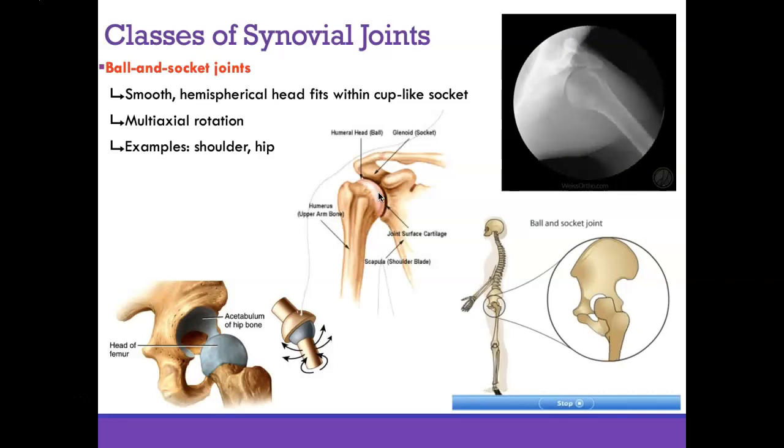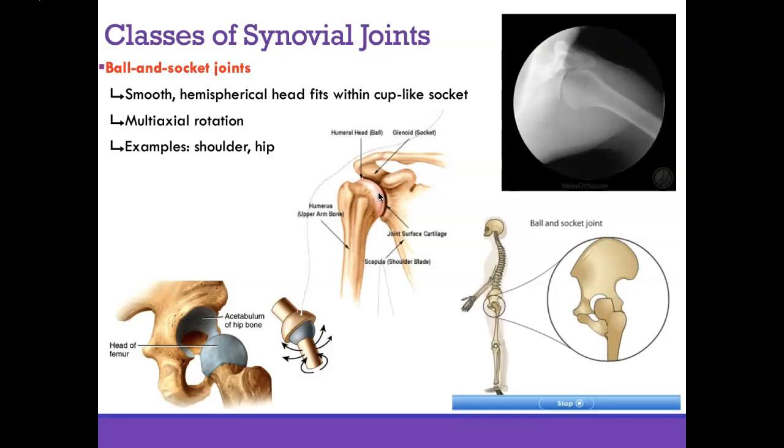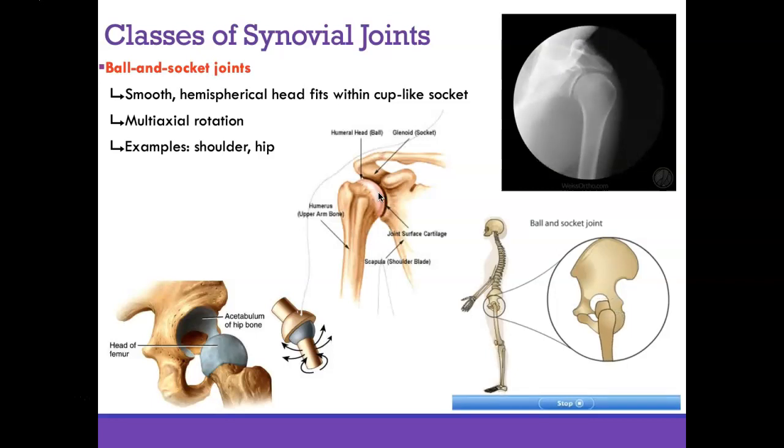You can move your shoulder to the right, and you can move it back towards your body. You can also rotate it. You can roll your shoulders around. Right, so everyone roll your shoulders around. That is a ball and socket joint.